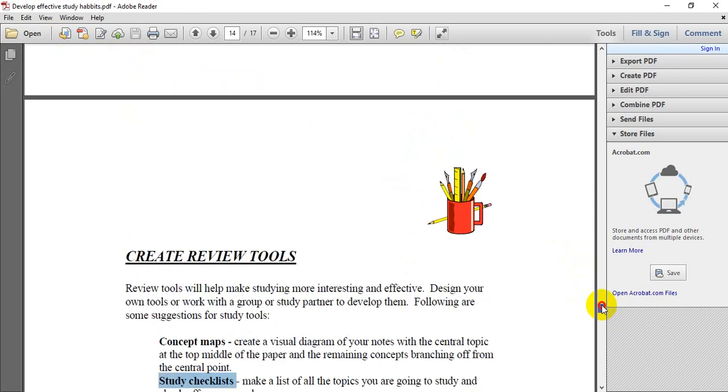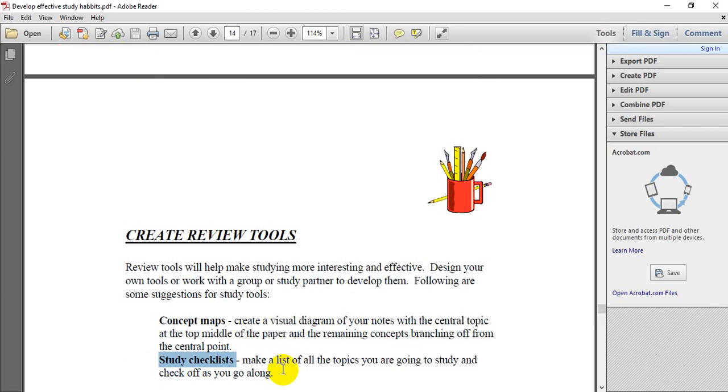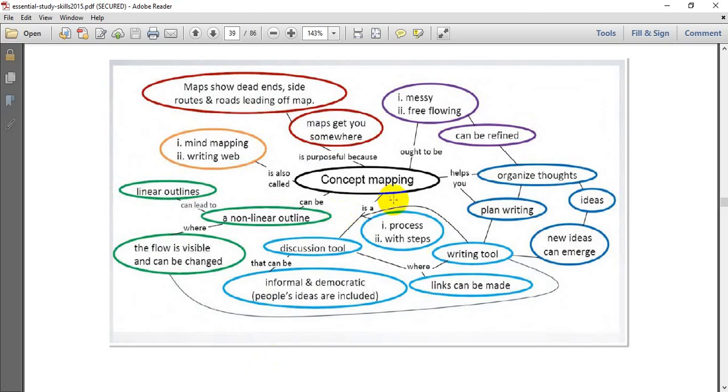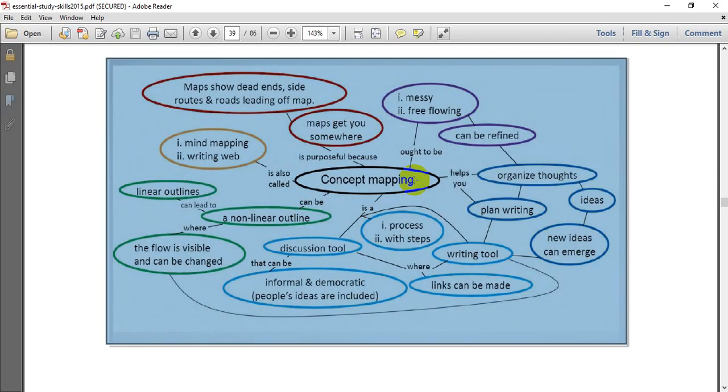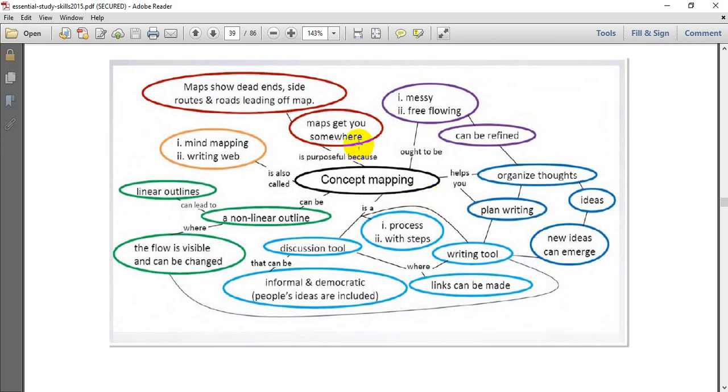Study checklist means to make a list of all the topics you are going to study and check off as you go along. Concept maps means create a visual diagram of your notes with the central topic at the top middle of the paper and the remaining concepts branching off from the central points. This is an example about concept mapping.